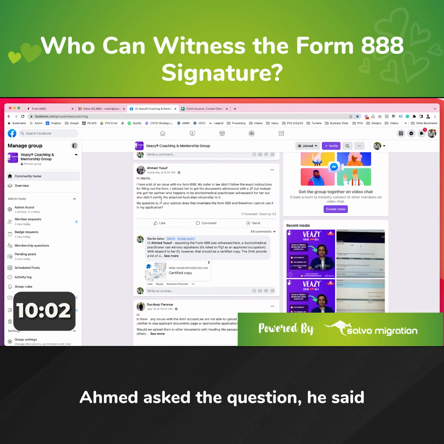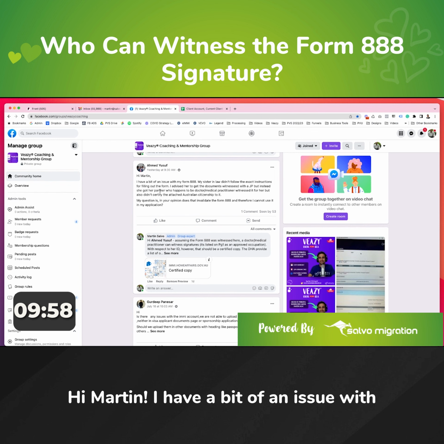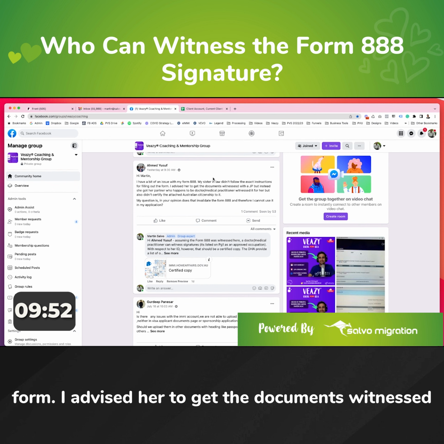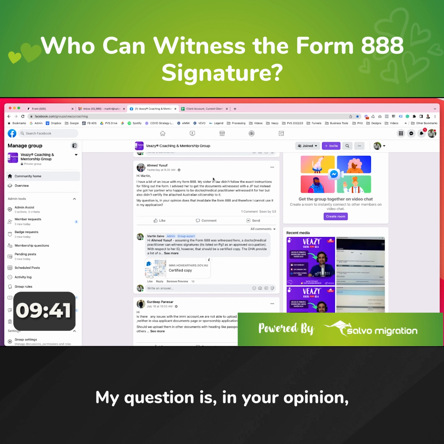Ahmed asked a question. He said, "Hi Martin, I have a bit of an issue with my Form 888. My sister-in-law didn't follow the exact instructions for filling out the form. I advised her to get the documents witnessed by a JP, but instead she got her partner, who happens to be a doctor, a medical practitioner, to witness it for her, but also didn't certify the attached Australian citizenship to it. My question is, in your opinion, does that invalidate the Form 888 and therefore I cannot use it in my application?"